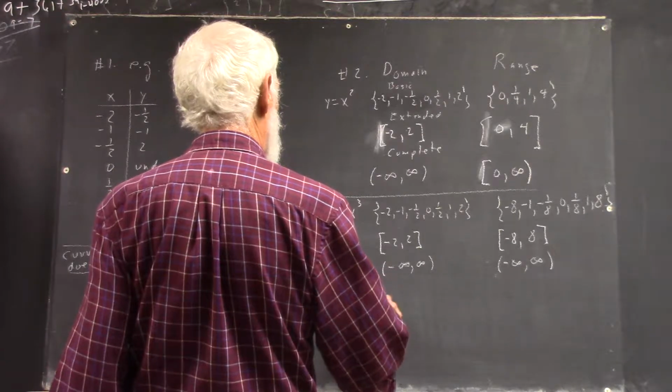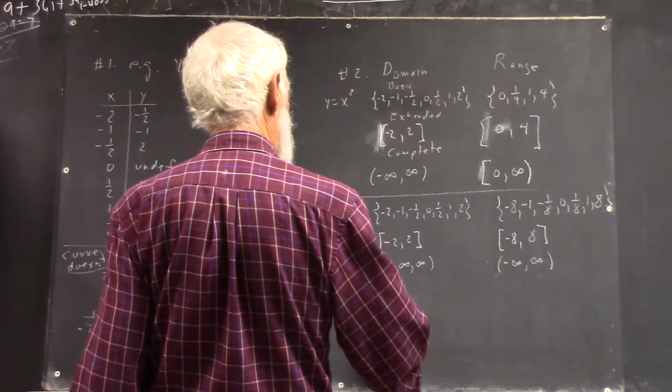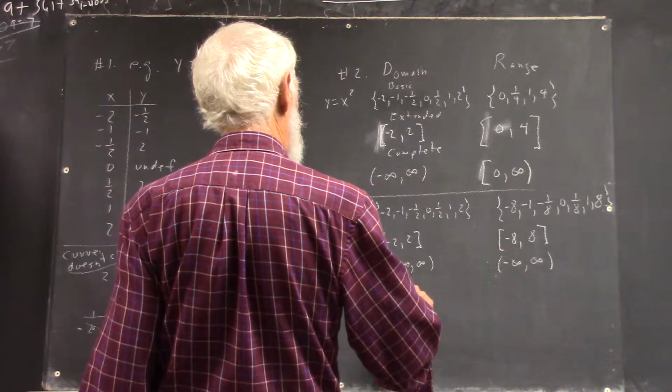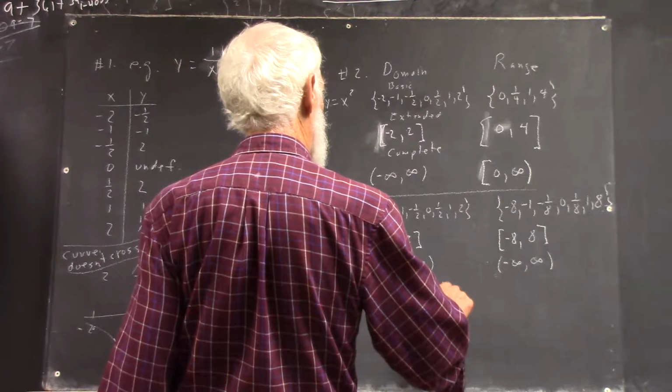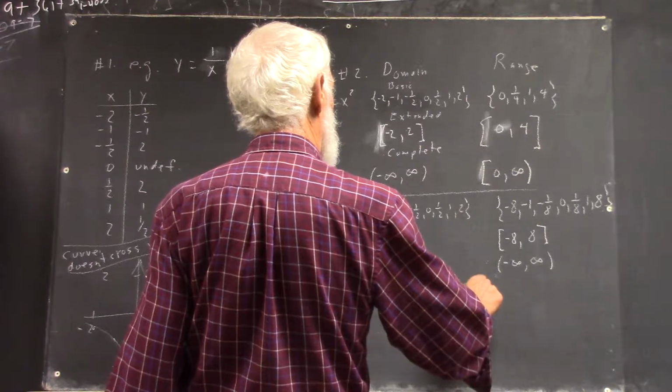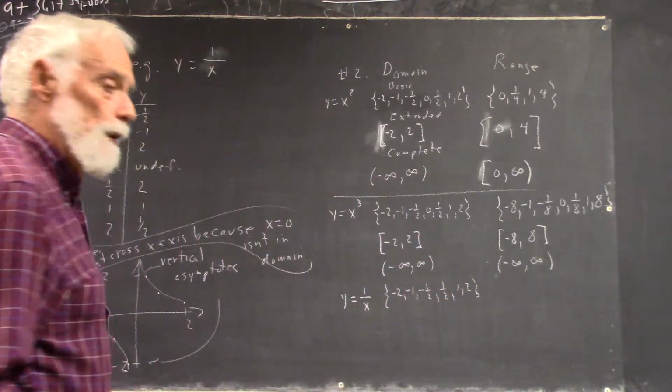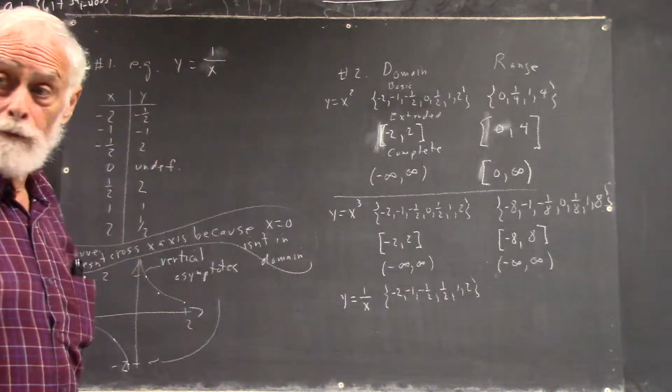Y equals 1 over x. The domain is -2, -1, -1/2 for the basic function, then 1/2, 1, 2. You don't have 0 for the reasons I mentioned over here.